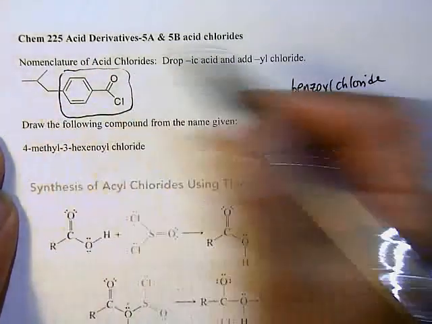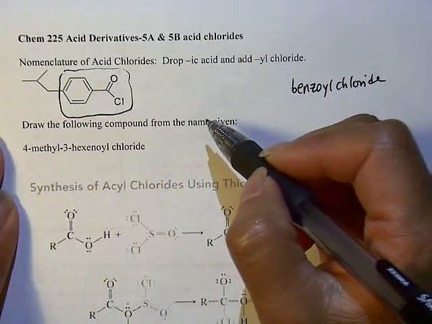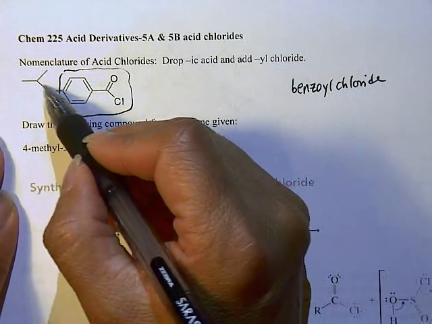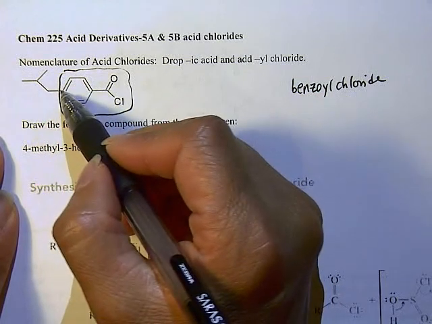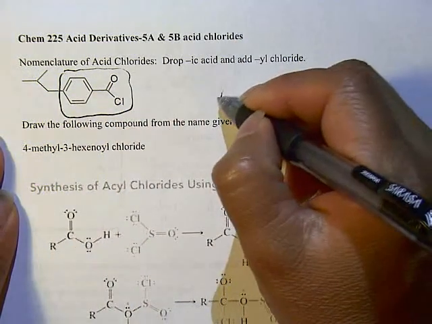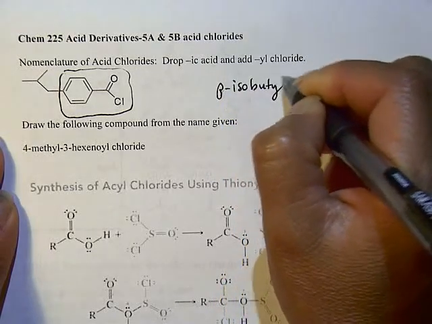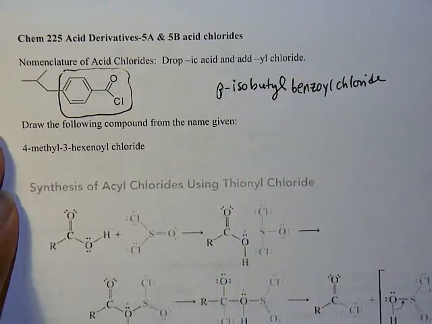And then you name the substituents as you would normally name. In this case, this is an isobutyl group, and it's in a para position, so it would be para-isobutylbenzoyl chloride. So that would be the full name for that compound.